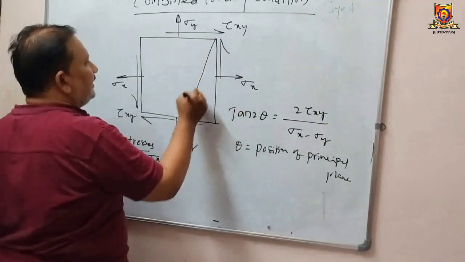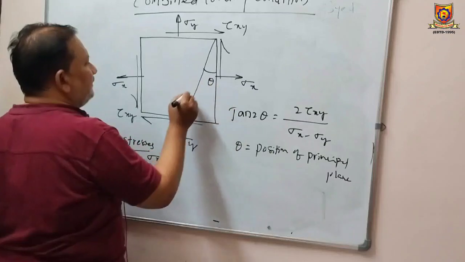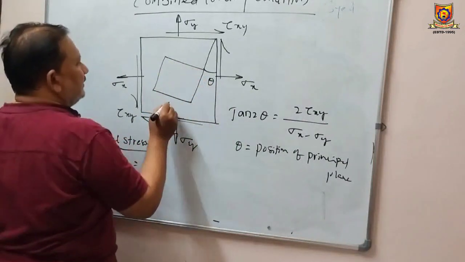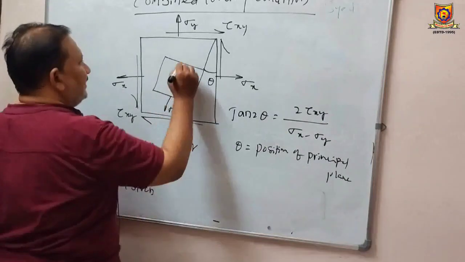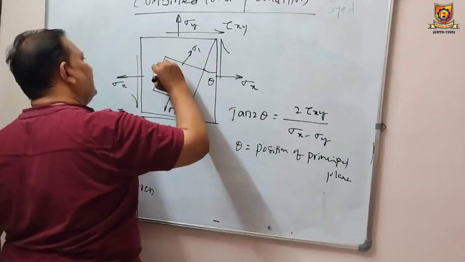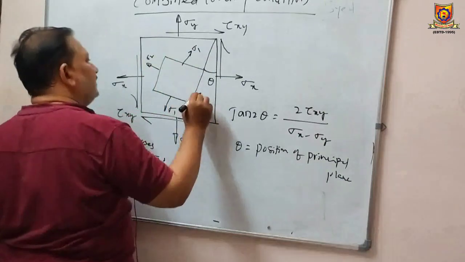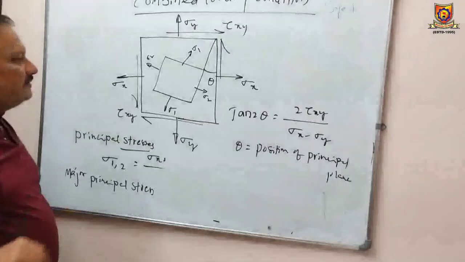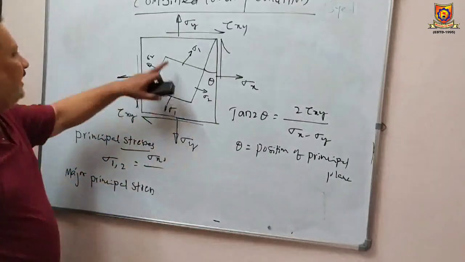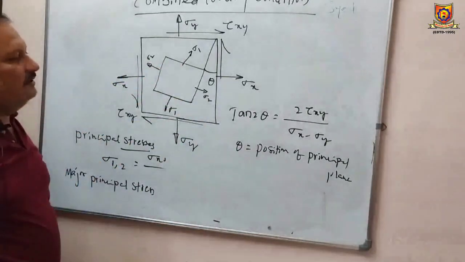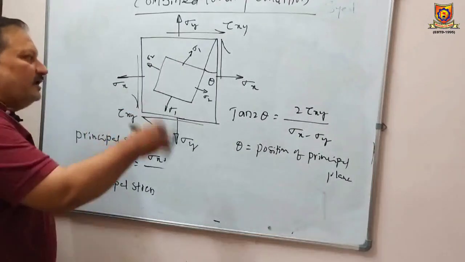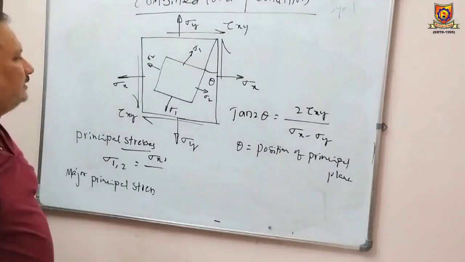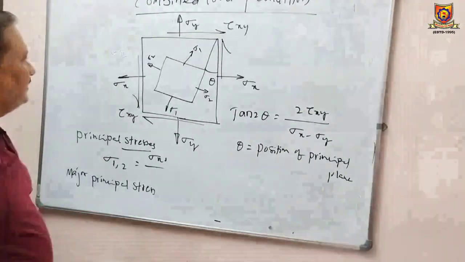Yes, I can show this is the angle theta. You can say sigma 1, and sigma 2, sigma 2. Right? And theta is the position of the principal plane. And these planes are called the principal planes. On the principal planes, we find only normal stress and there is no shear stress.